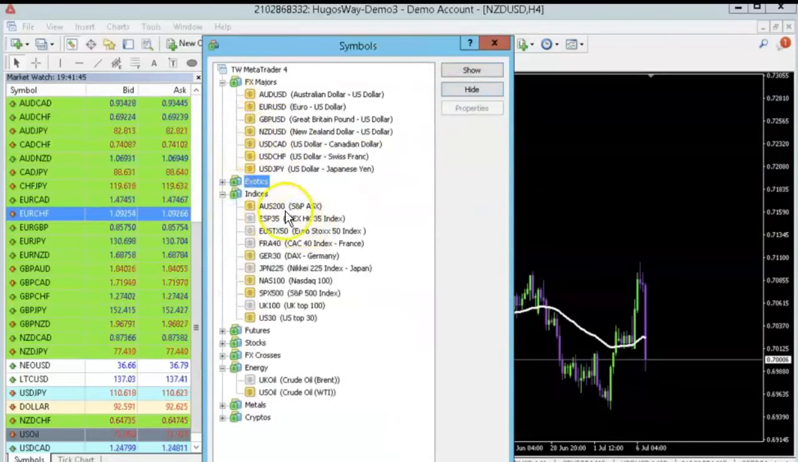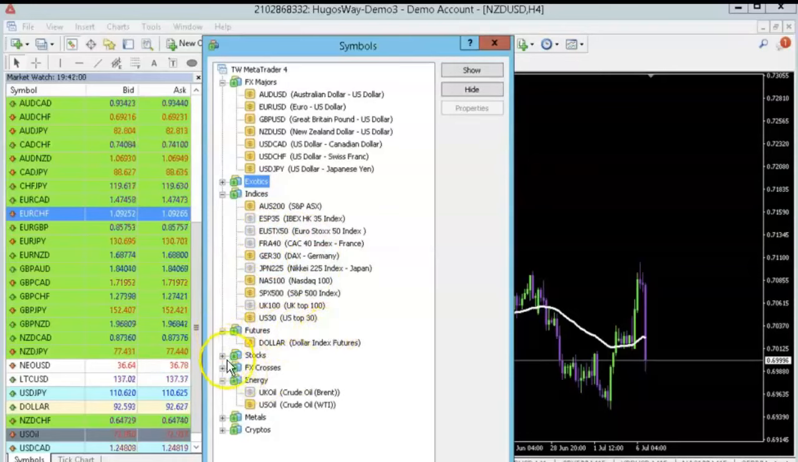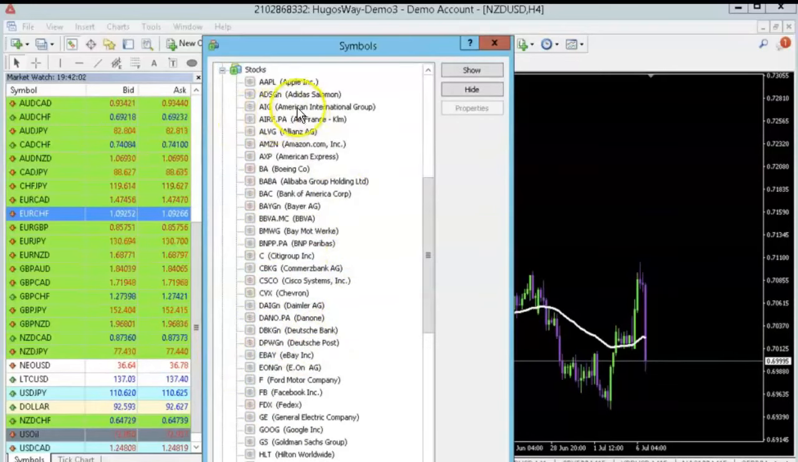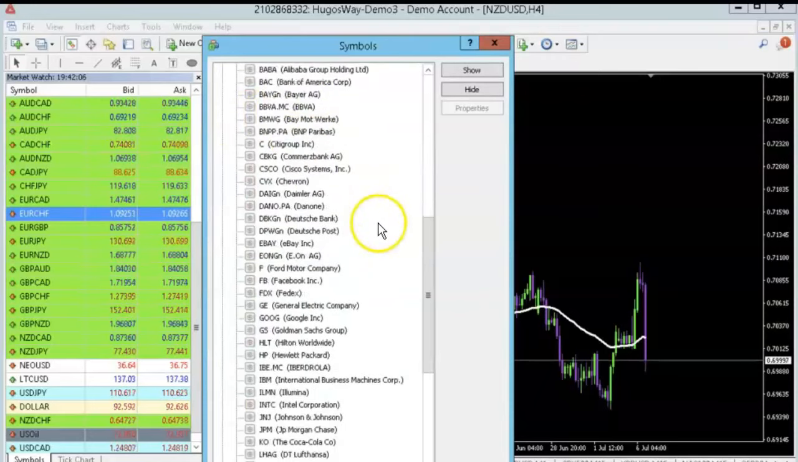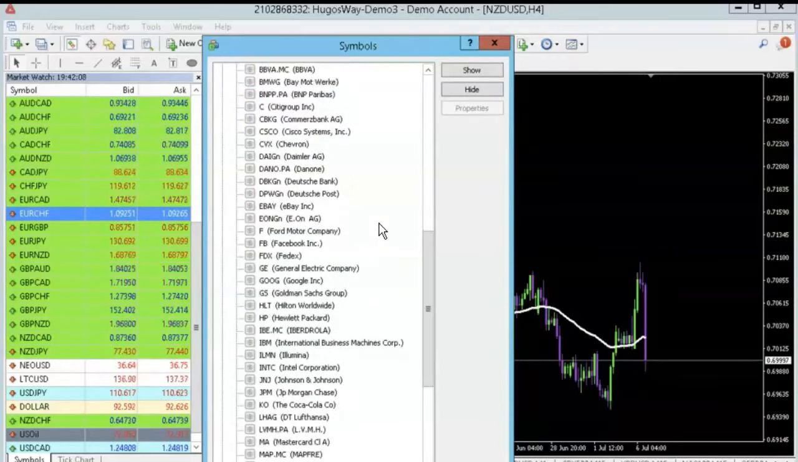Down to indices, I only have a handful turned on, and I actually trade indices more than anything else. I don't trade these other pairs, so I don't need to see them, right? And if I ever do need to see them, I can always come back and find it, right? So I've got these ones turned on, the rest of them are turned off. Futures, well, who doesn't look at the dollar, right? Stocks, if you are interested in looking at stocks, pick a handful that you want. Obviously, we don't need to see all of these stocks.